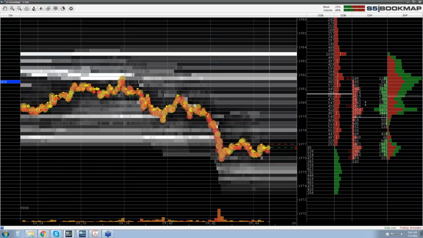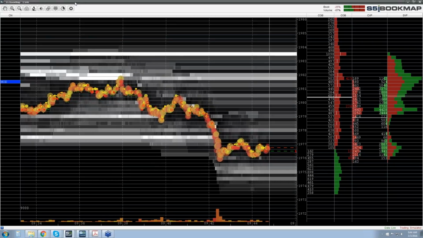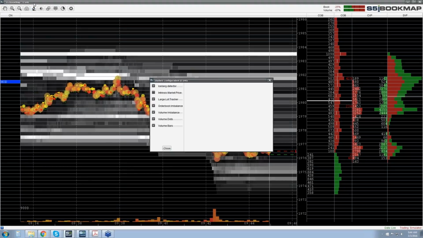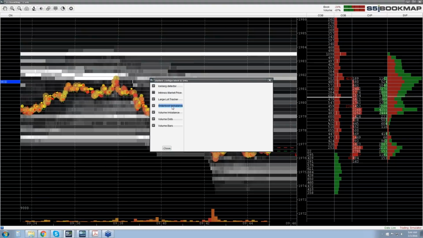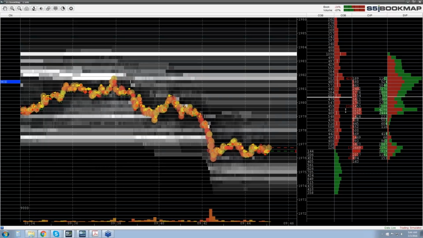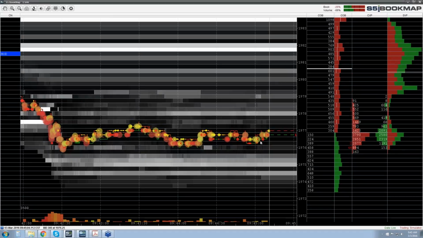Anyway, that's a real quick overview of some of the columns. There are many different tools up here to go over. If I click on the microscope icon, there's all sorts of add-on features that we can show. There's the large lot tracker, which is in this column here. Let me zoom in a bit.